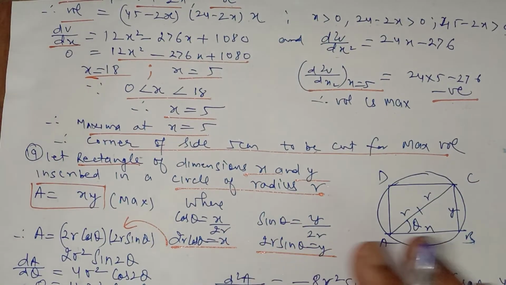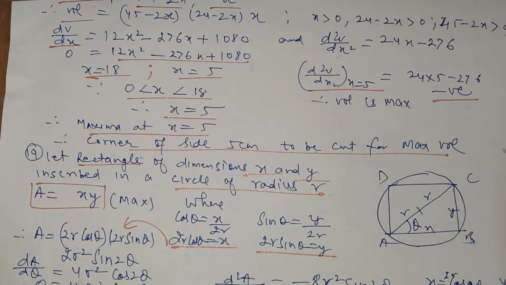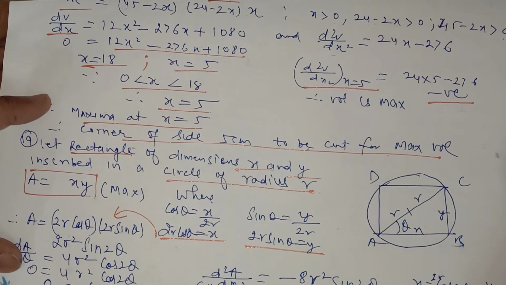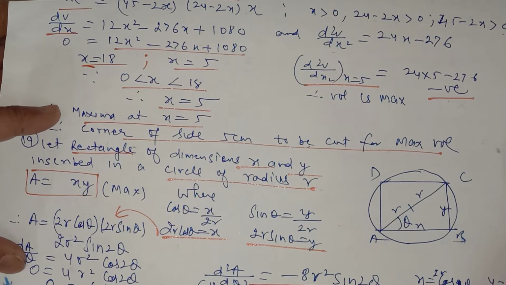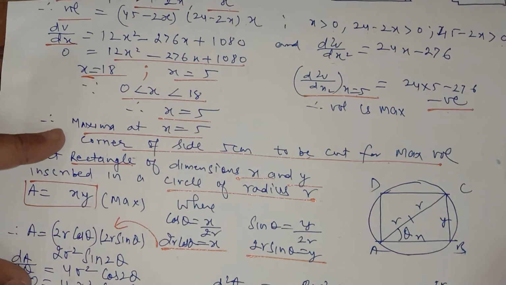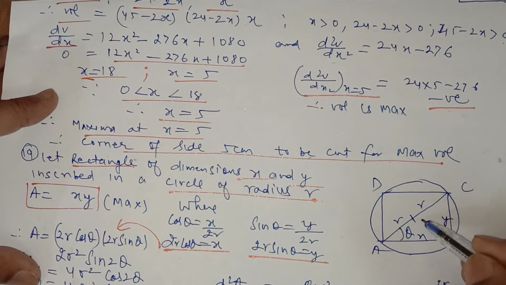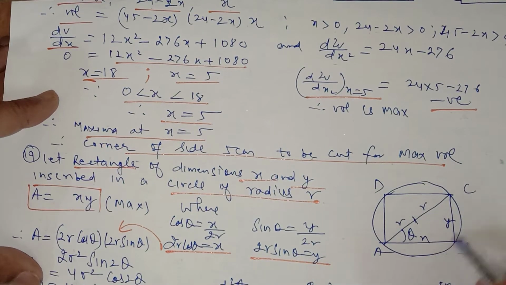Now in question number 19, it is given that a rectangle is inscribed in a fixed circle, and you have to prove that the rectangle will be a square when it has maximum area. So let a circle of radius r be given, in which a rectangle ABCD is inscribed.